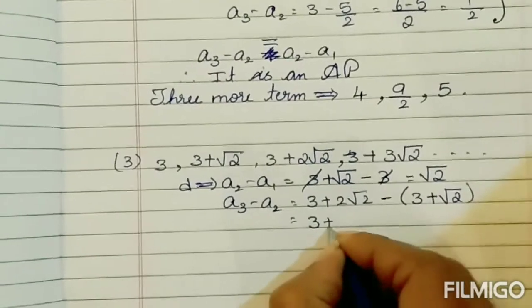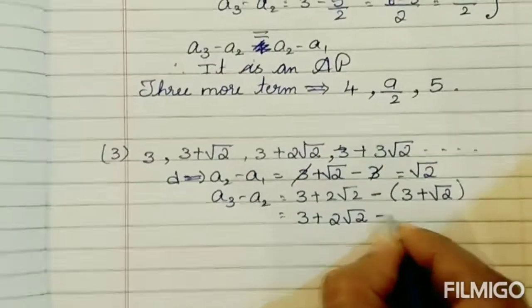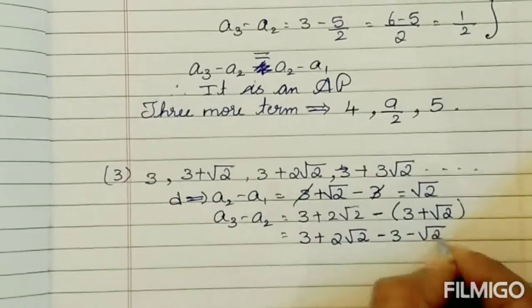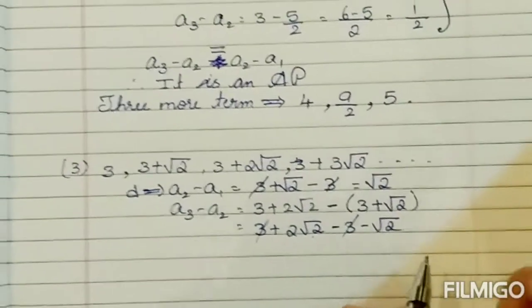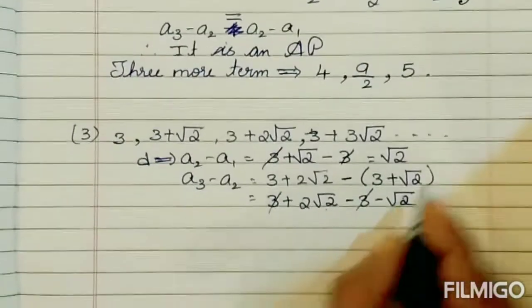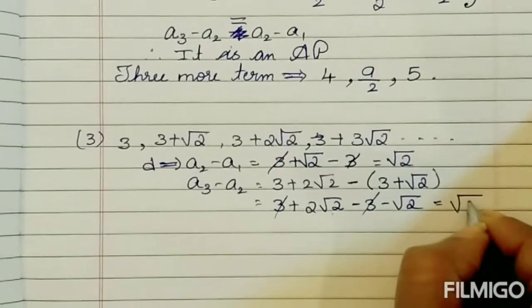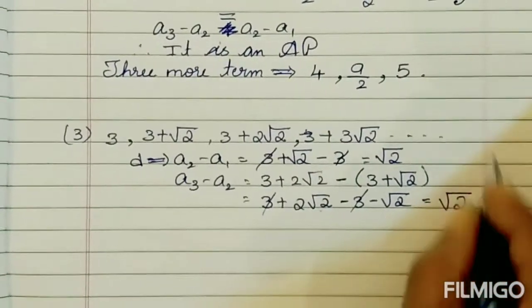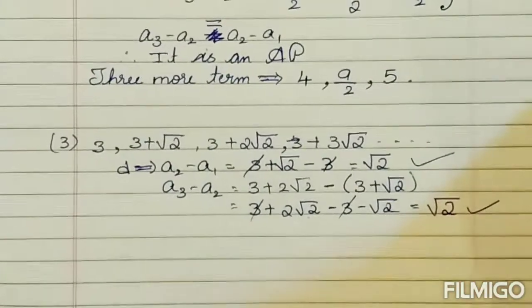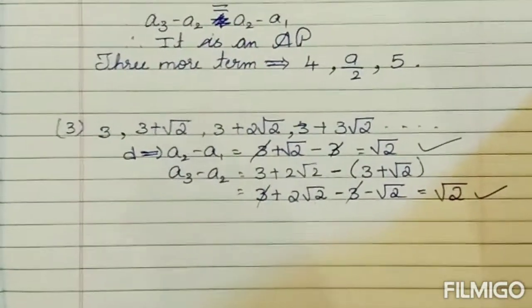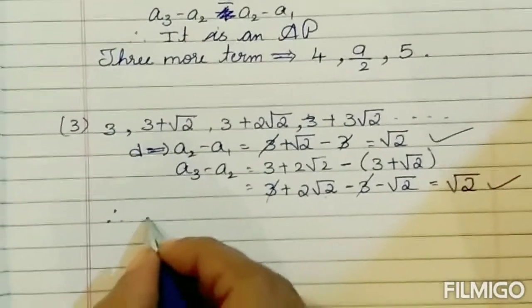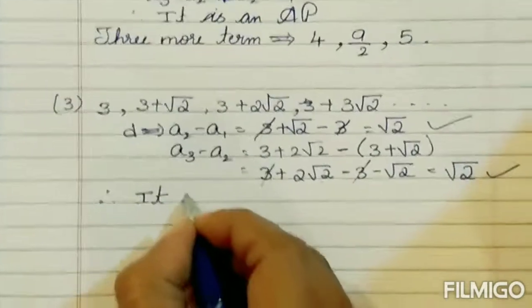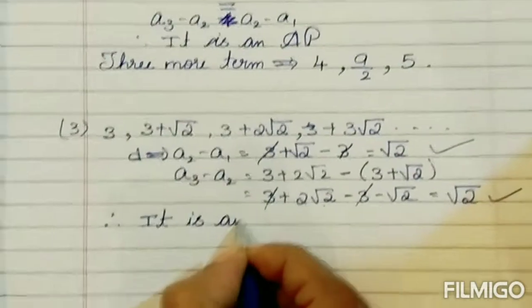Now you have to remove the bracket. Minus 3 minus square root of 2. Minus 3 plus 3 cancel. This is 2 square root of 2 and this is 1 square root of 2. 2 minus 1 is 1. You got square root of 2. See here, check once. Common difference is square root of 2, same. So therefore it is an AP.